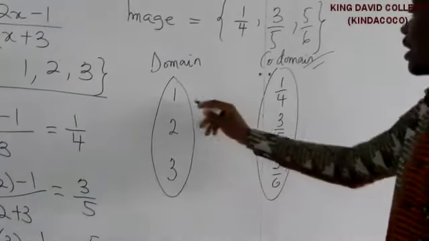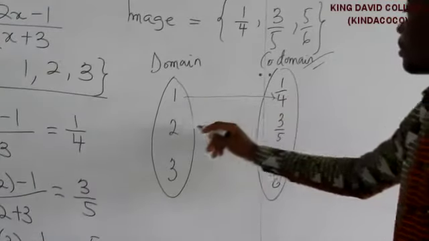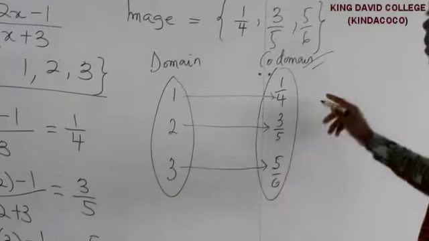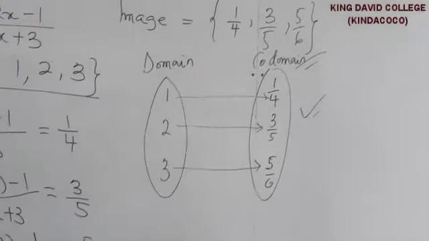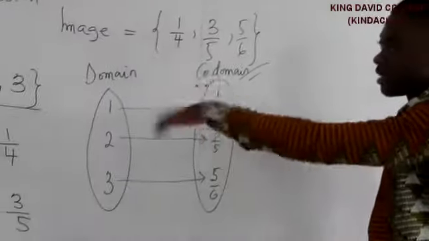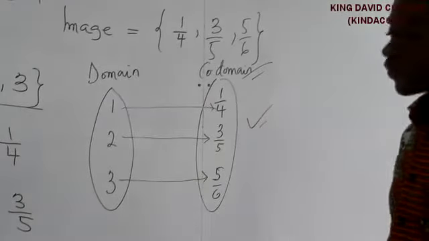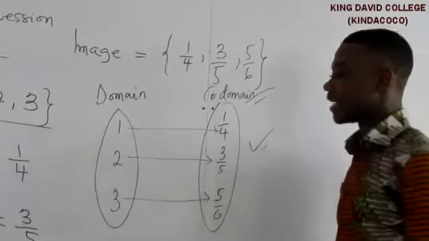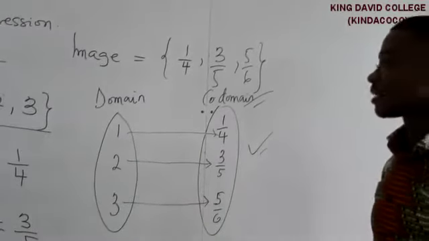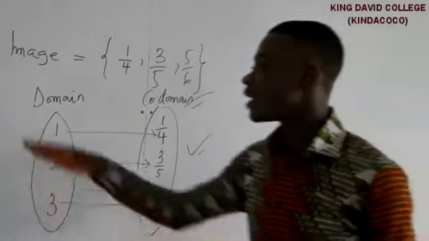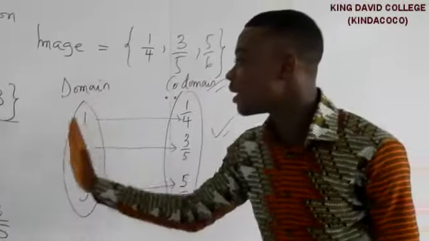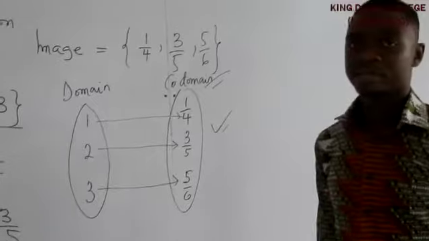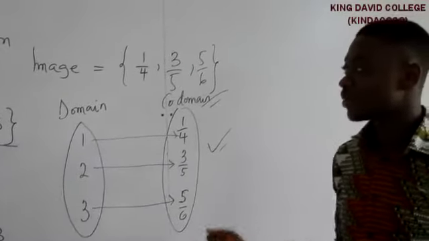So either way, I can just map them: this maps to this, then this maps to this. So this one is also okay, but it depends on what the question is asking you to find. So with this, our function becomes a one-to-one type of function. You see, for each and every individual element of the domain given to you, it has its unique codomain.